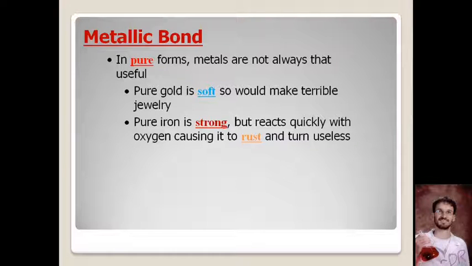So any kind of artwork that there would be to the jewelry that you would be making would be wasted. Pure iron is really strong, but the problem is it reacts quickly with oxygen in the air and it rusts, and then it turns completely useless. So you can make things out of pure iron, and it would be fantastic for a year or two, and then it would fall apart. Well, that's not really going to help anybody if you're trying to build for the long term.